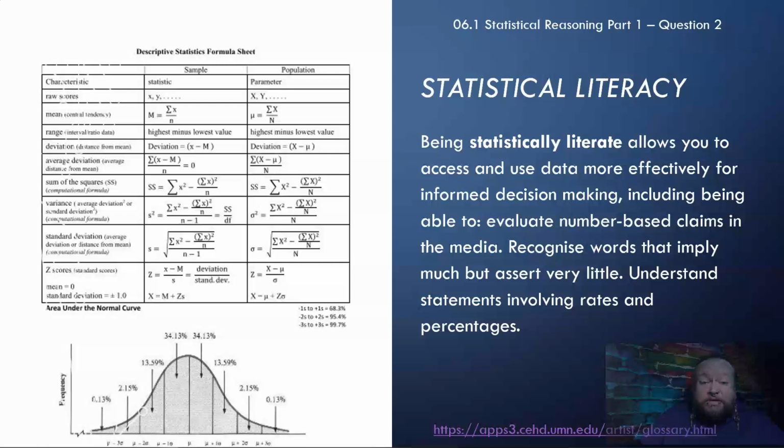When they use terms, not even just symbols, but things like the median value was this, or the mean, or the average, or the standard deviation, you start to pick up on what that means when they say those terms in context with some number. And understanding what someone else is saying is different from you making a claim and trying to communicate that clearly to someone else that has a background in stats. So it's about recognizing words that imply much but assert very little.